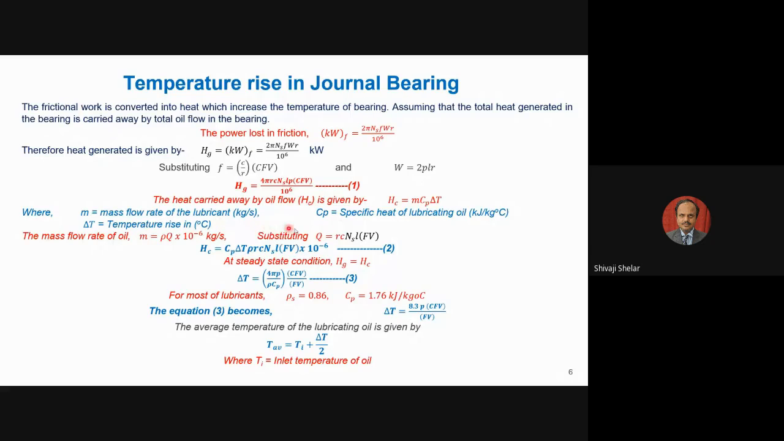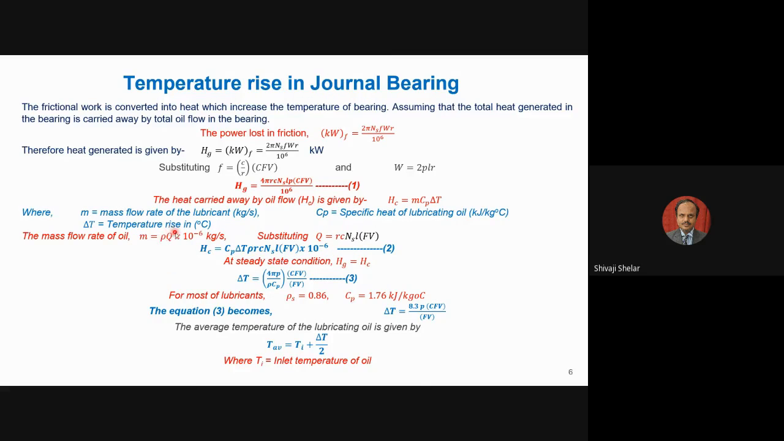Normally we are using a lubricating oil of a certain density, and the Cp value for most lubricants is not changing much. So I am considering these values here. The mass flow rate of the oil can be written as rho Q into 10 to the minus 6.